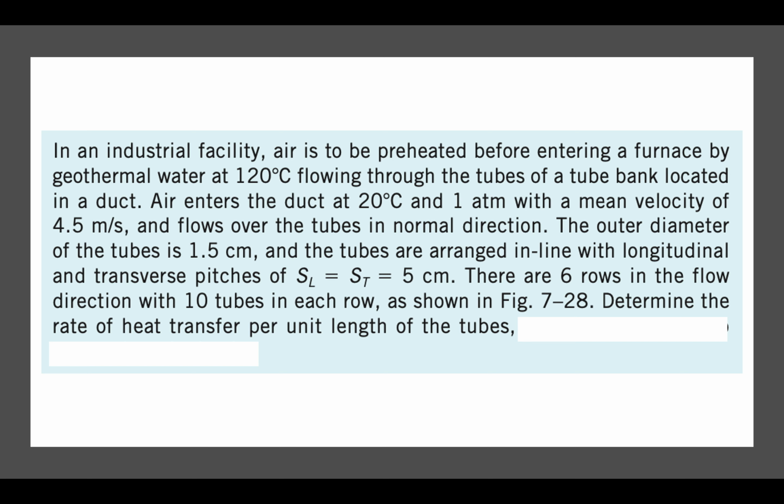Air enters the duct at 20 degrees Celsius and 1 atm with a mean velocity of 4.5 meters per second and flows over the tubes in the normal direction. The outer diameter of the tubes is 1.5 cm and the tubes are arranged in-line with longitudinal and transverse pitch of SL equal to ST equal to 5 cm. There are 6 rows in the flow direction with 10 tubes in each row.